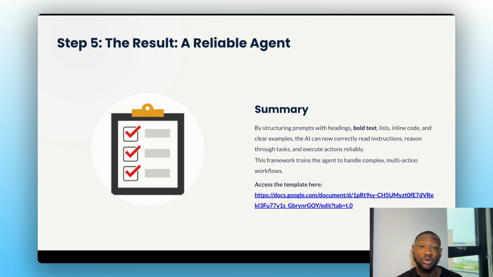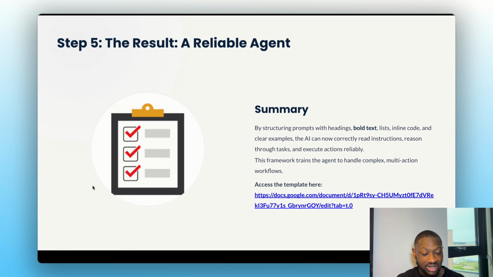Now the results of all of this. What this gives you is a reliable AI agent because by structuring prompts with headings, bold text, lists, inline code, and clear examples, the AI can now correctly read instructions, reason through tasks, and execute actions reliably. And this framework trains the agent to handle complex and multi-action workflows.